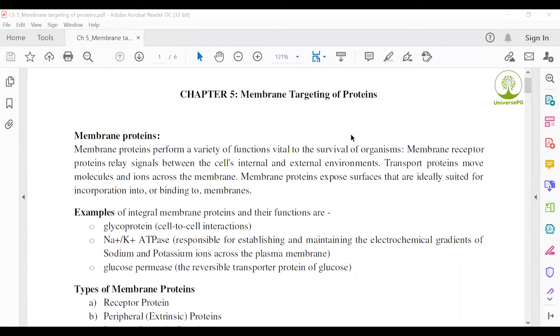Today we will start a new chapter, chapter 5. The name of the chapter is membrane targeting of proteins. Different types of protein: membrane protein, carrier protein, and others. How can they target different cellular organelles? First, membrane protein. What is membrane protein, and what are the roles of membrane protein?